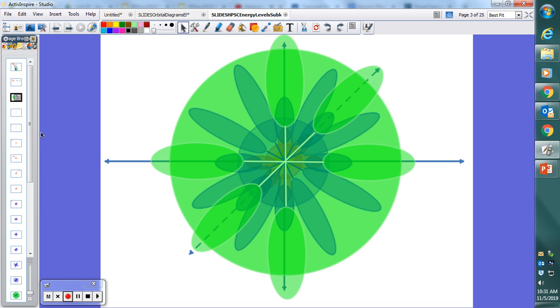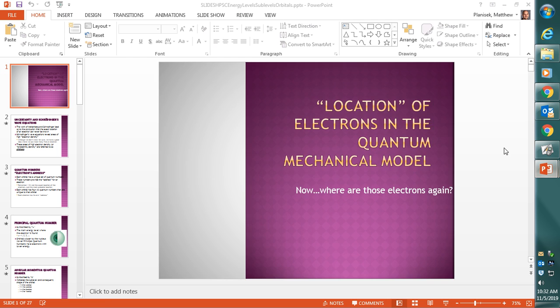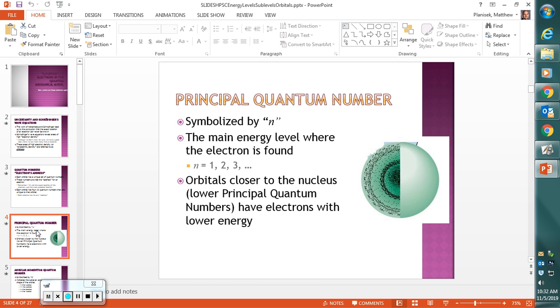What was the name of the first quantum number that we introduced yesterday? The principal quantum number. Okay? So, as it says up on the board, what letter do we use to represent the principal quantum number? Lowercase n. And basically, the principal quantum number describes two things about the orbital.